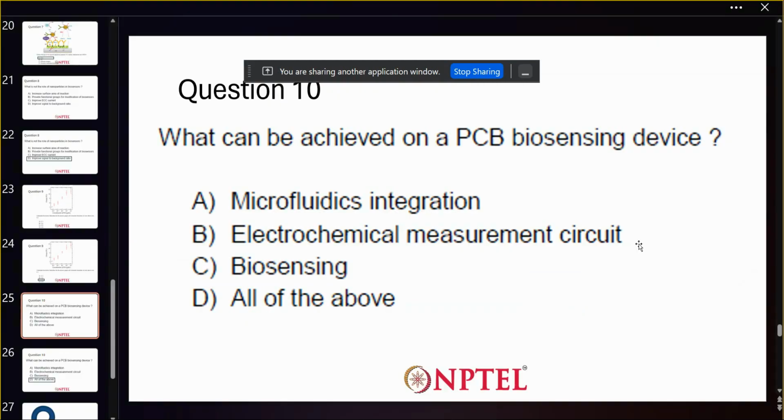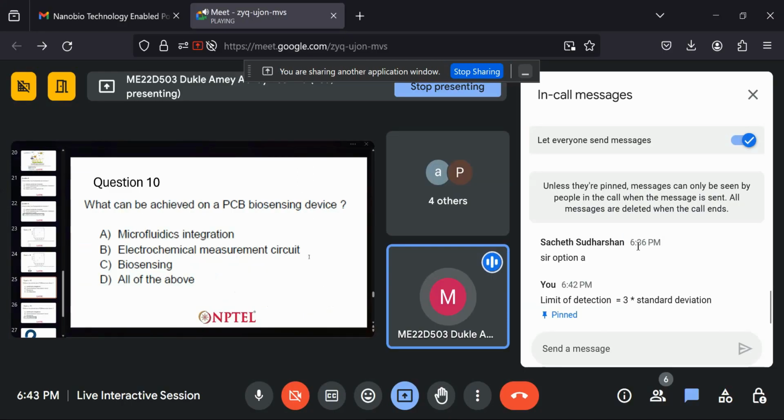Okay, so let's move to the last question. What can be achieved on PCB biosensing devices? Microfluidics integration, electrochemical measurement circuit, biosensing, all of the above. This is basically a very simple question. This is for you to improve your marks, these kinds of questions.